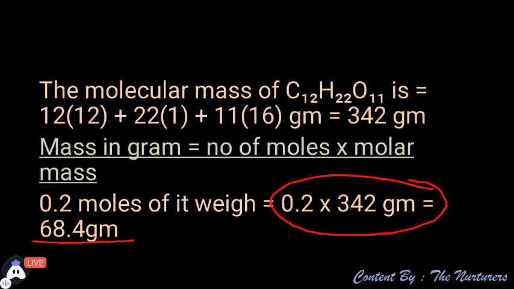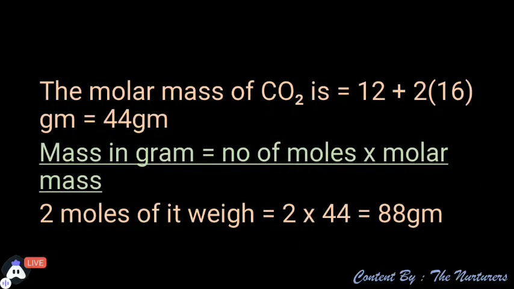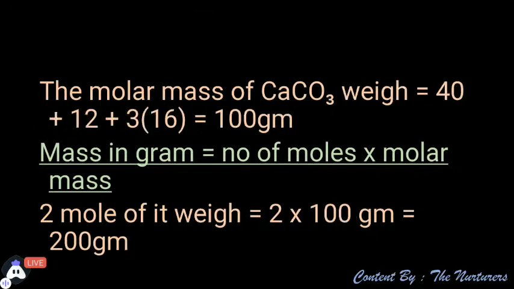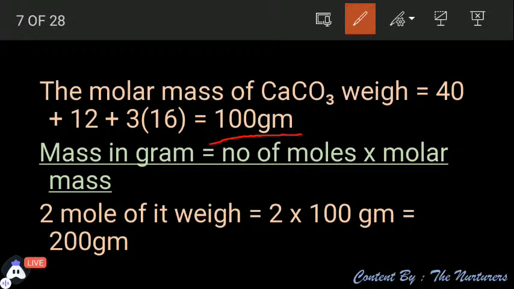Followed by the next one, the next part was about 2 moles of carbon dioxide. Again, the formula for calculating mass in grams is number of moles into molar mass. 2 moles into molar mass of 44 gram, so option B weighs 88 gram. Moving ahead, the third option says 2 moles of calcium carbonate. The molar mass of calcium carbonate turned out to be 100 gram. Now if we calculate the mass in grams, that will be number of moles into molar mass. So that means 200 gram.